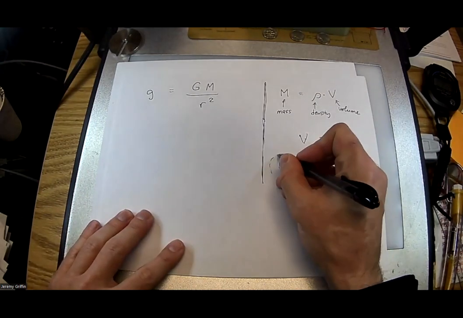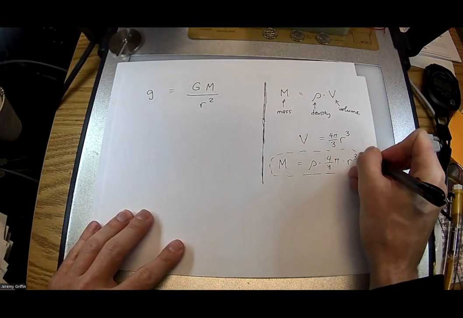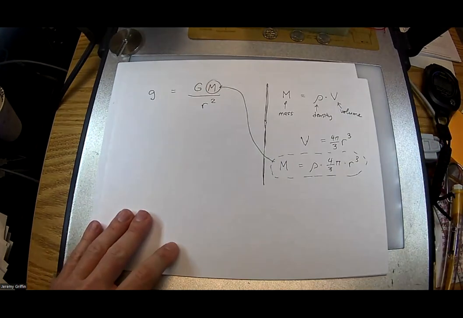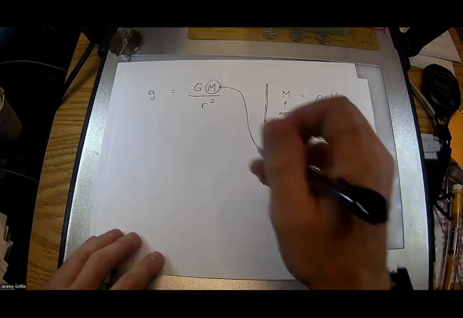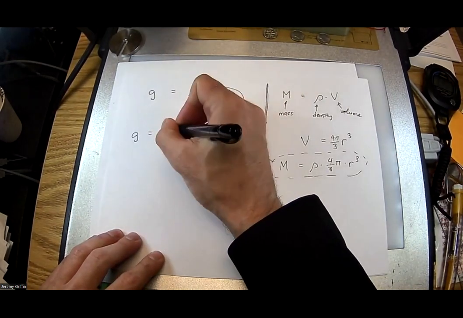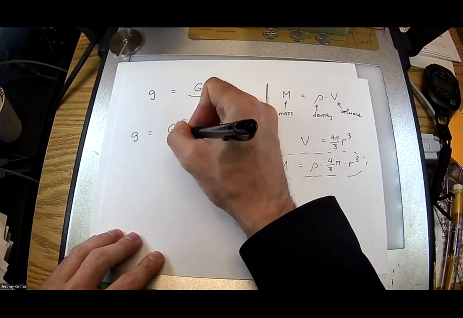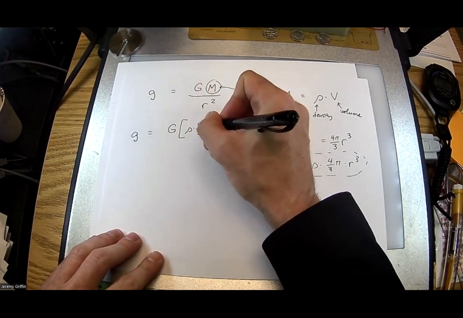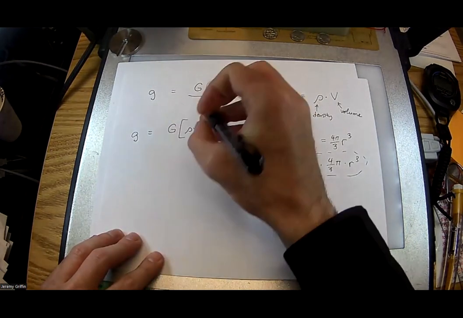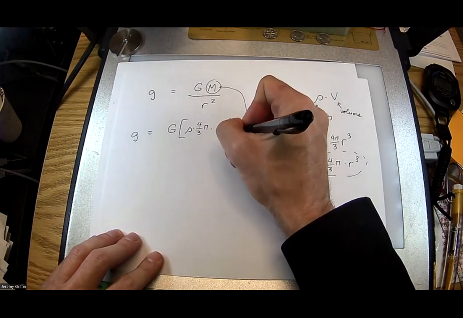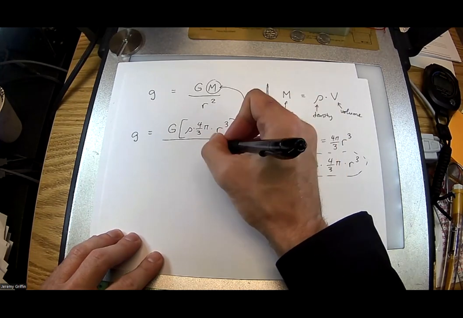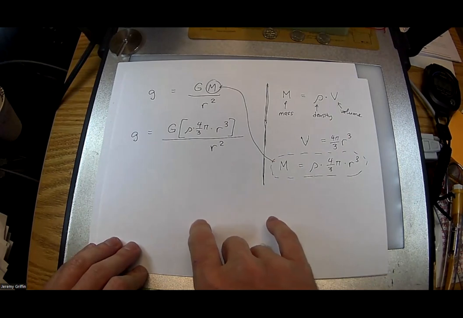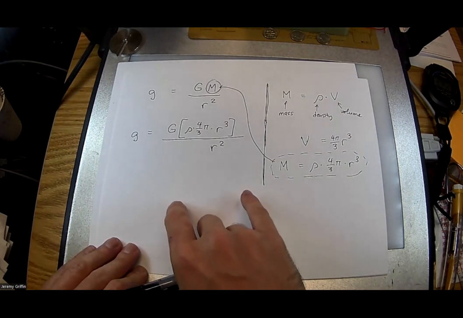Let's do a substitution. I'm going to take this mass value as a function of radius and substitute it right there. So let's go. Gravity field equals universal gravity constant times the density of the planet, times 4/3 pi, times r cubed, and this is all divided by r squared because of an inverse square relationship. Now what?